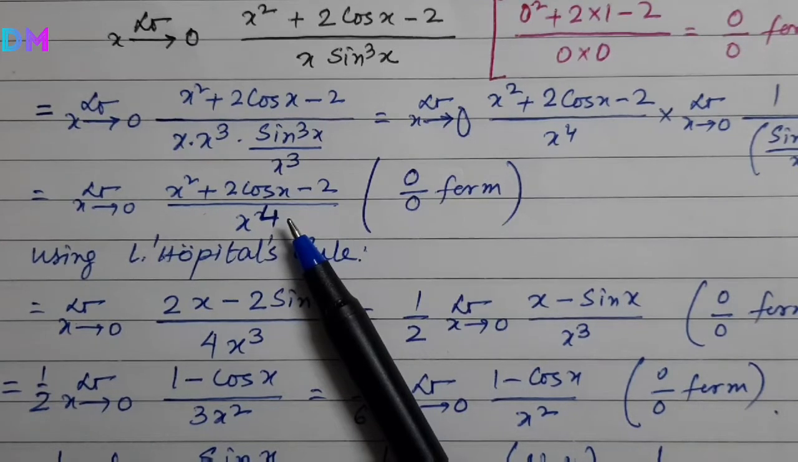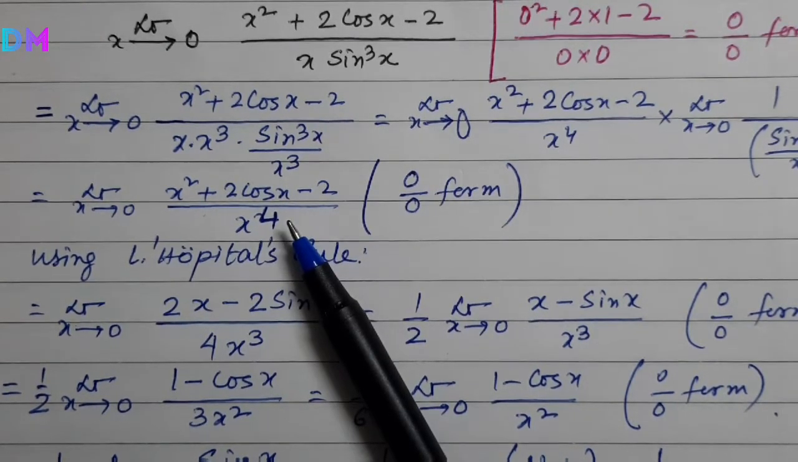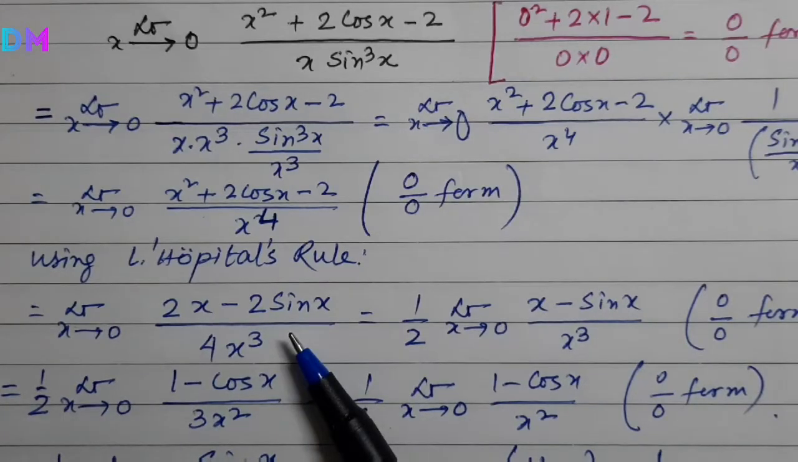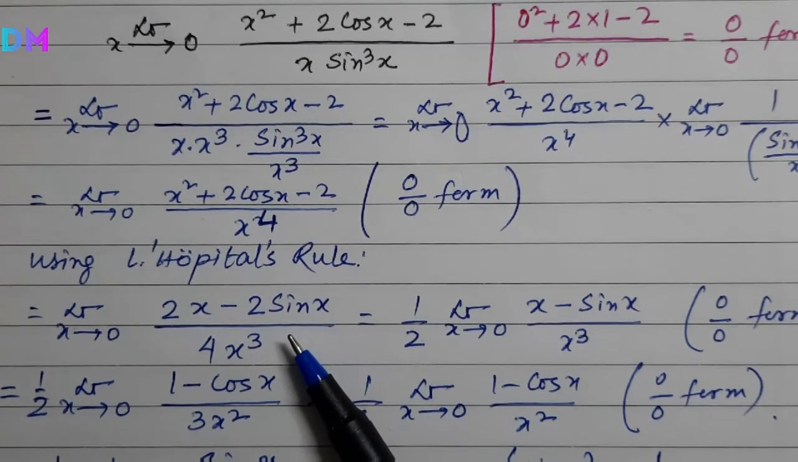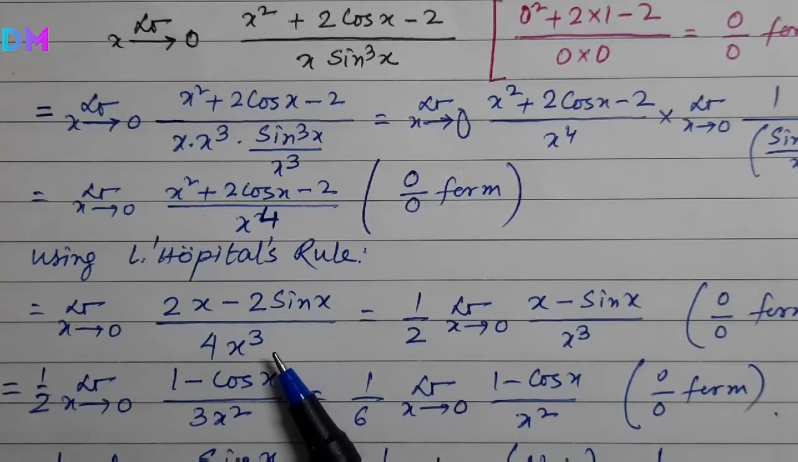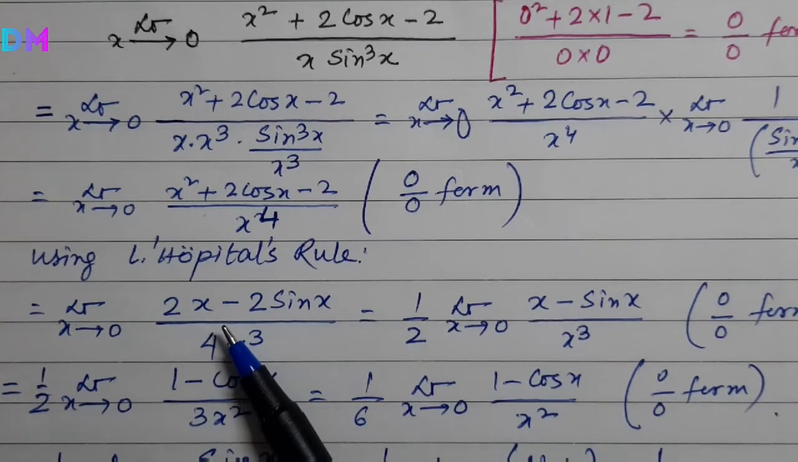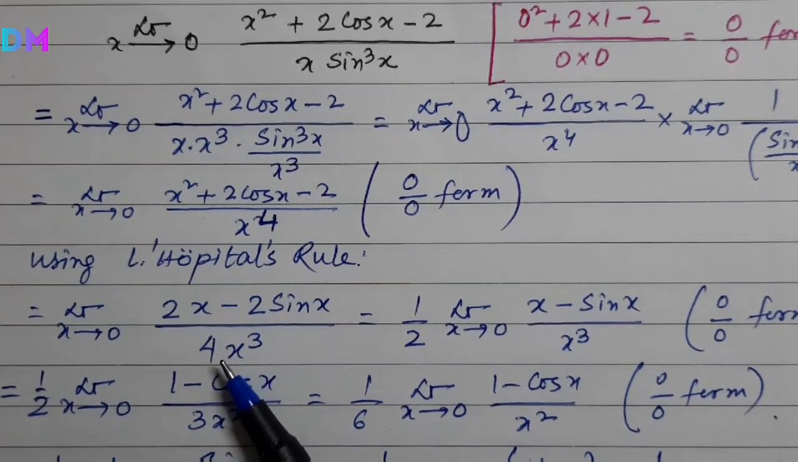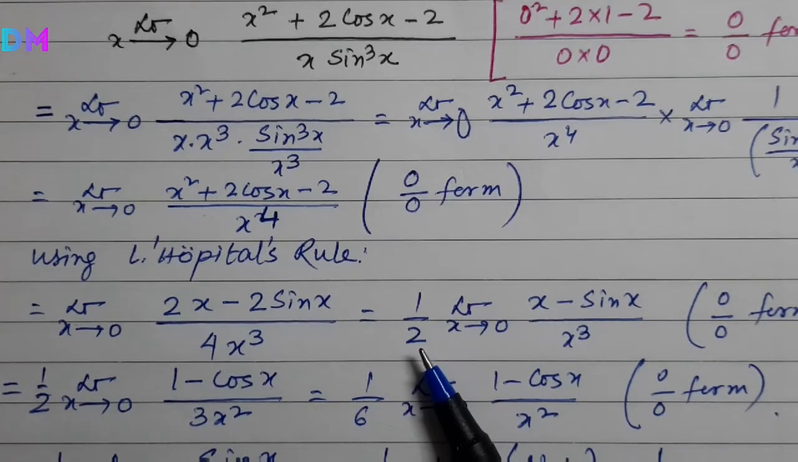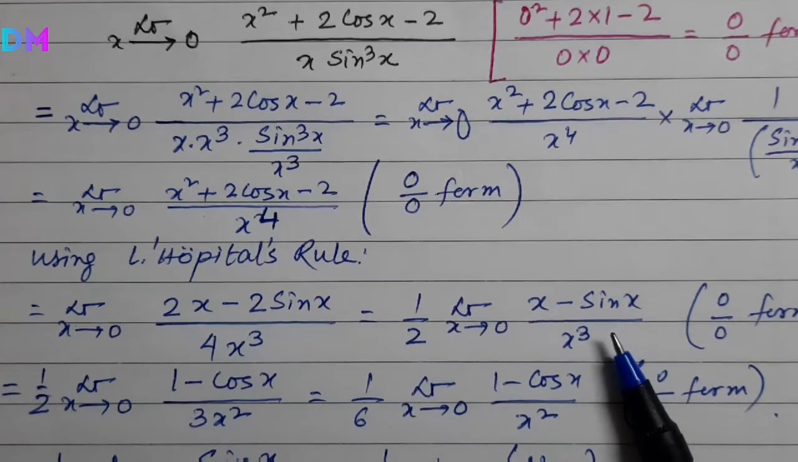So we are getting this expression. Now x to the power 4 is much easier to differentiate than x sin cube x. Now this is again a 0 by 0 form, so we can use L'Hopital's rule and differentiate the numerator as well as the denominator. The numerator becomes 2x minus 2 sin x, and the denominator will be 4x cube. From the numerator we can take 2 common, and this 2 will cancel with the 4. So we get 1 by 2, and we put 1 by 2 outside the limit. This is the new expression.